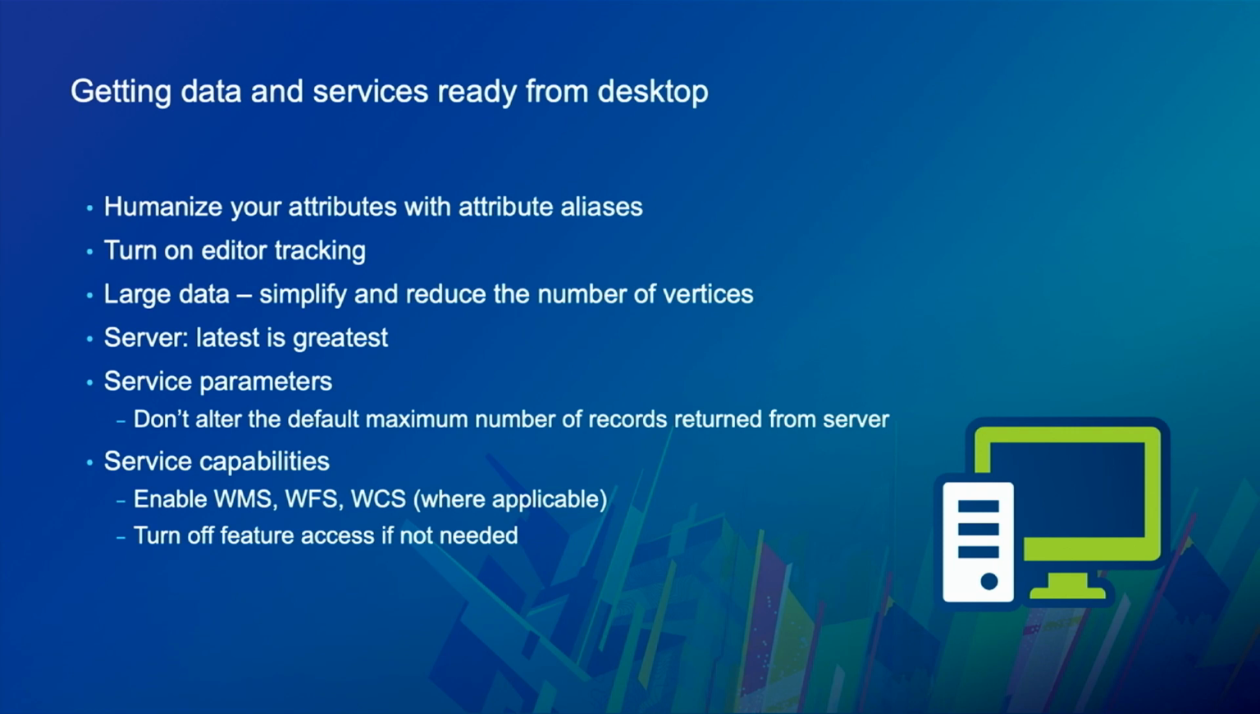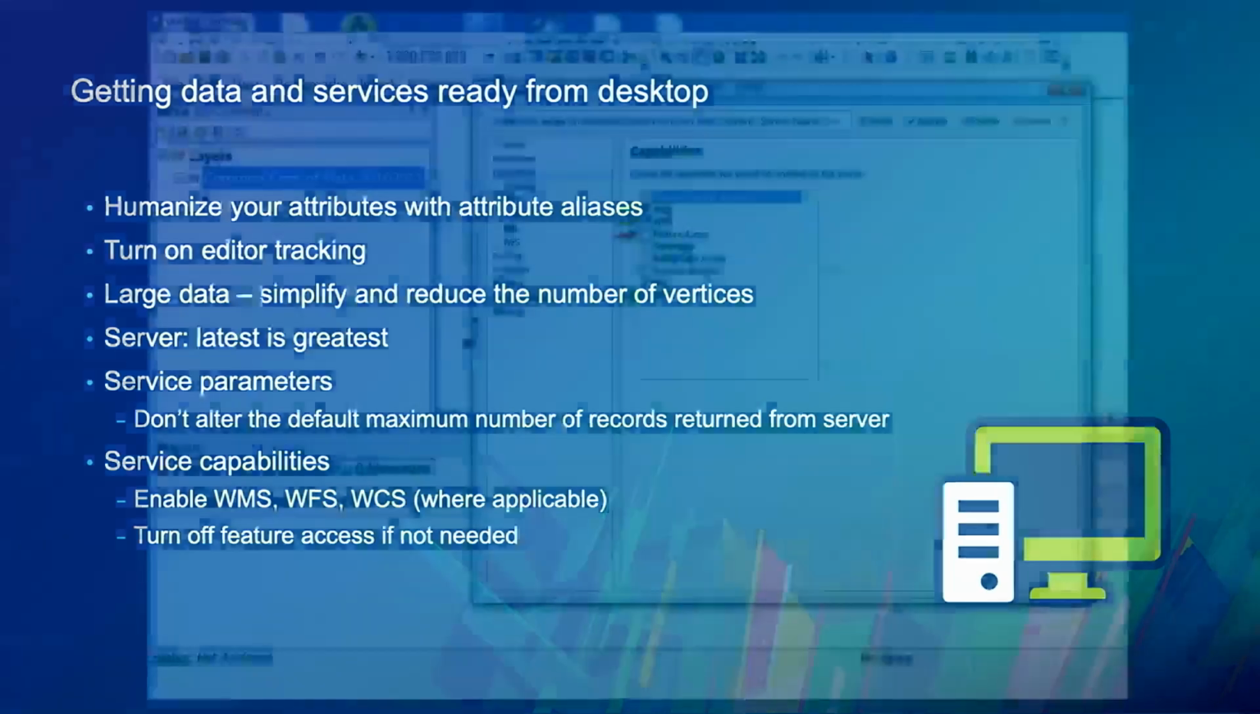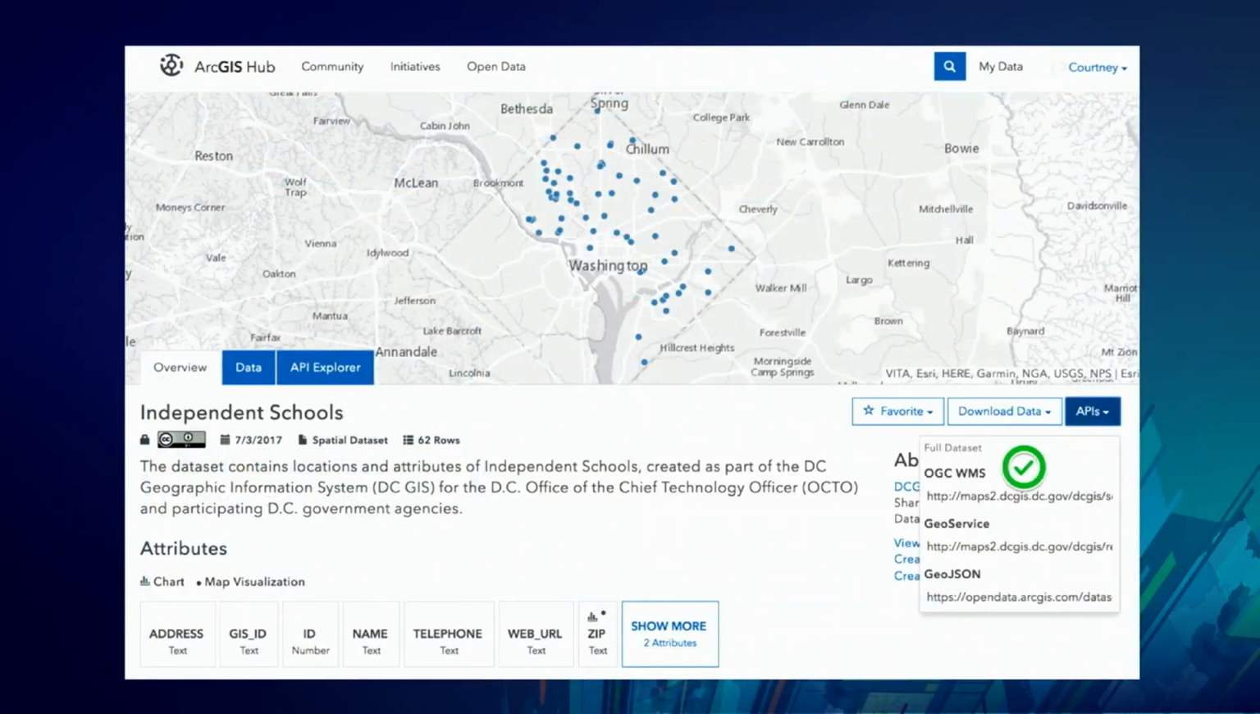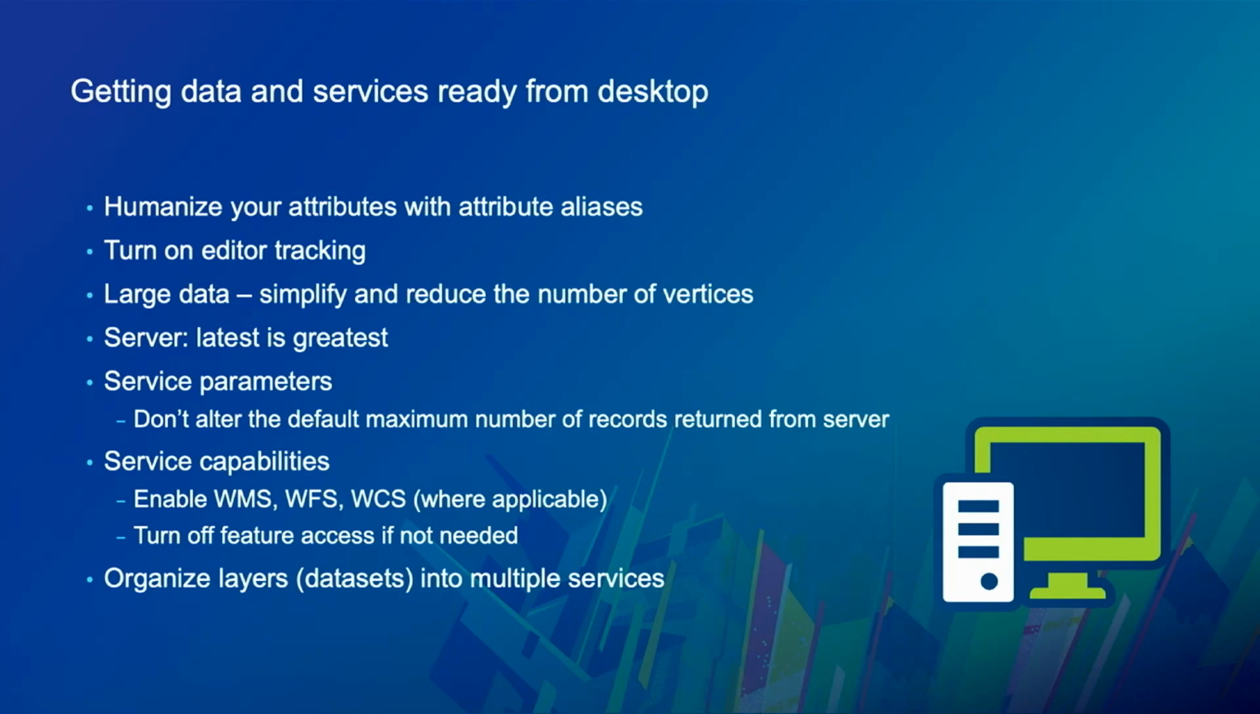You can enable WMS, WFS, WCS where applicable and turn off feature access if it's not needed. They show up here on that API tab. So if you enable other formats of data, they will show up on the APIs. Organize layers and data sets into multiple services. We don't recommend the omni service of hundreds of layers. We prefer no more than 20 to a service.